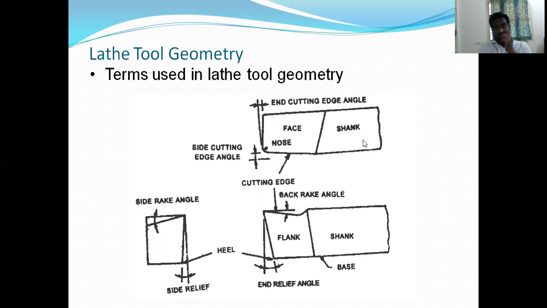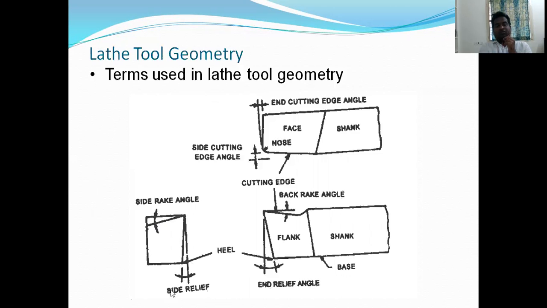It is a top view. By the top of the tool, we can observe these parts, and this is the right hand side view. Here it is the shank, flank, face, and a back rake, the cutting edges, these both are cutting edges, and the heel. This part is called the heel, and the angle between these two parts is called the end relief angle, right? This is the side rake, the side relief angle, and it is also called the key.